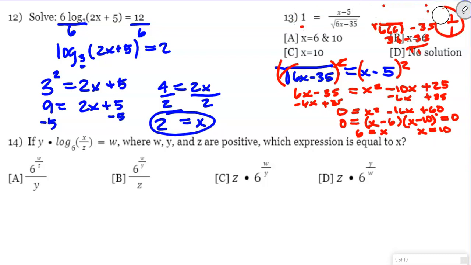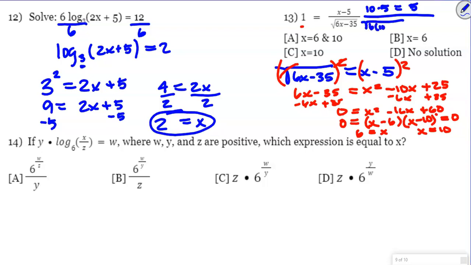All right, now let's check the other one. So now we're going to check the 10, okay? So we're going to do 10 minus 5, that's 5, right? So down here, we're going to do 6 times 10 minus 35. That's going to be 60 minus 35. Isn't that going to be the square root of 25? Which is 5. So that's going to be 5 over 5 again, which is 1. So this is going to be our answer. Just remember, you got to check those, guys, to make sure they're going to work.